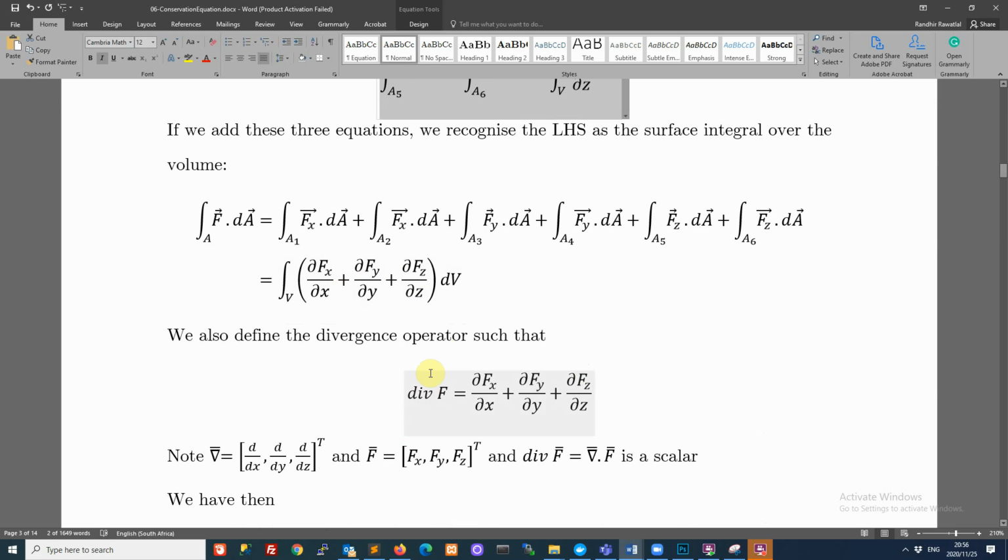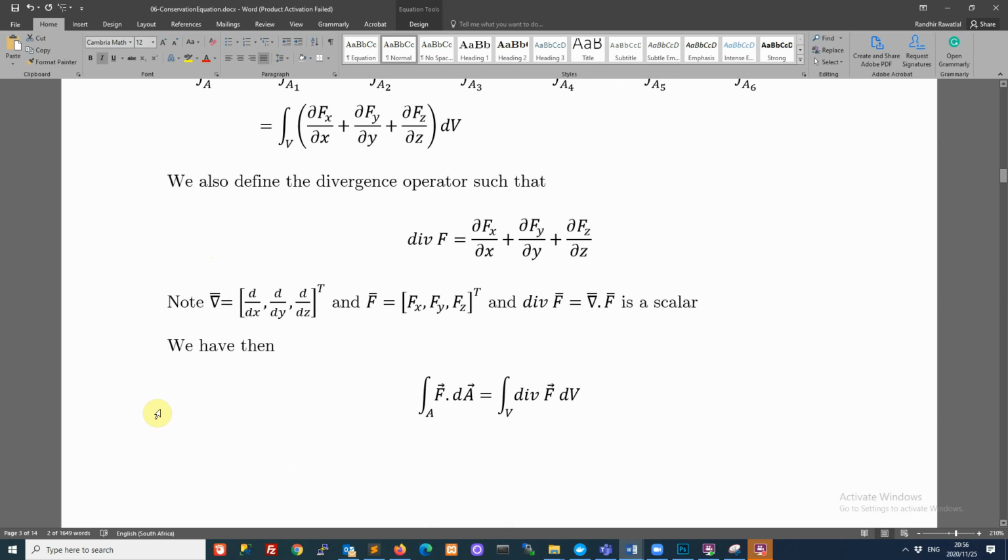Divergence is simply defined as an operator. So the divergence of f is the gradient in each direction. So if you differentiate the function Fx with respect to x and Fy with respect to y and so on, and add them all together, then that gives you the divergence of f. So we recognize this as the divergence of f in V, so the integral of the divergence of f in V is equal to the integral of f over the area. So that's basically the divergence theorem proved, at least in Cartesian coordinates.